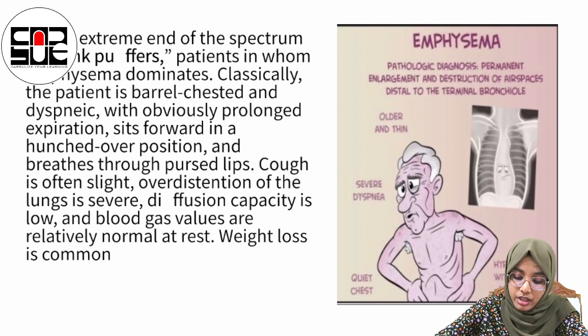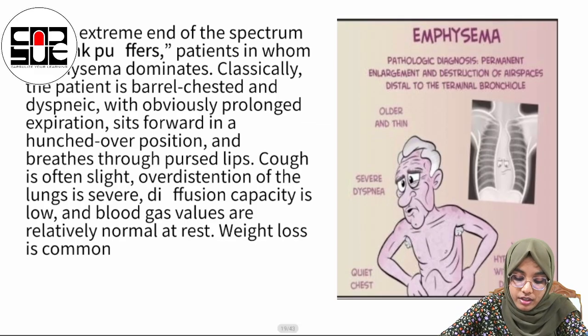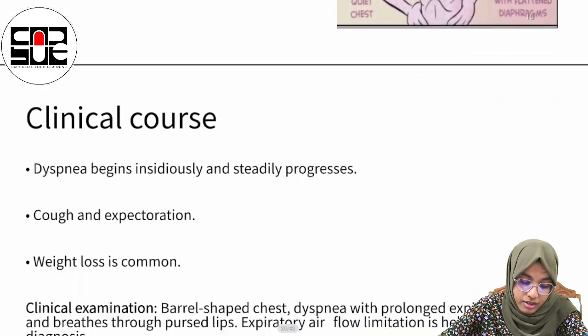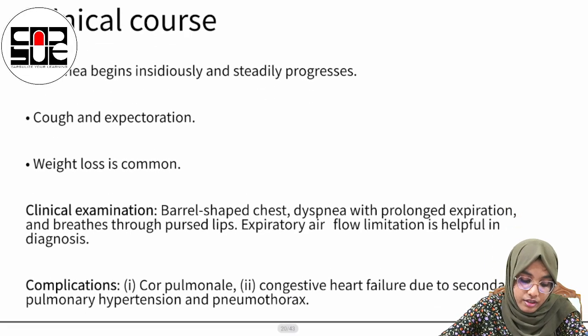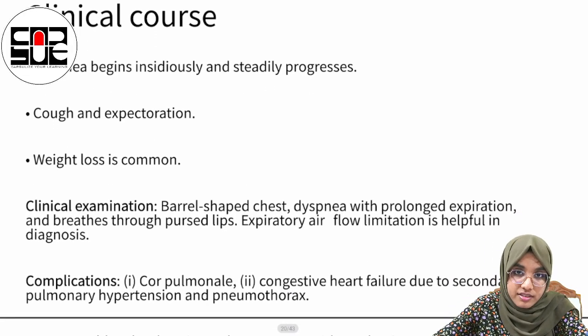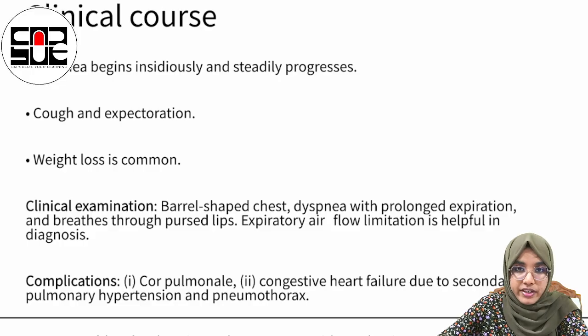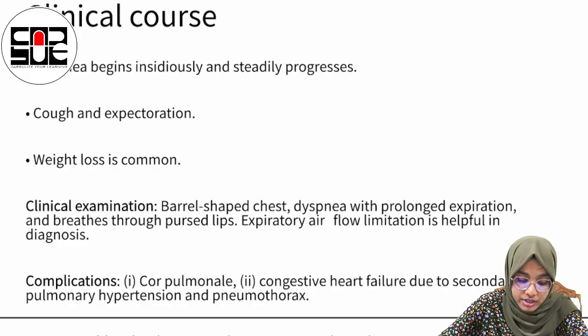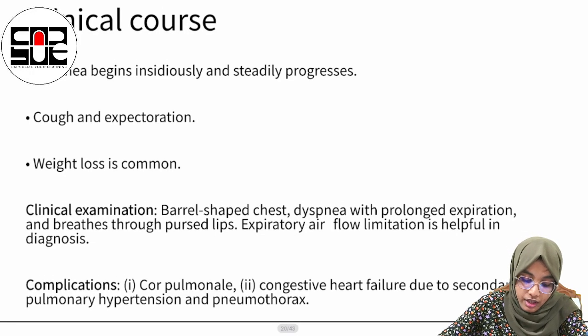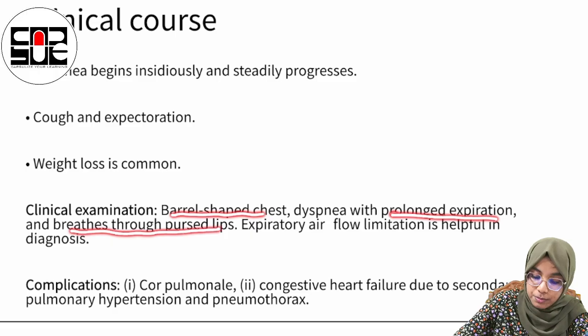They are called pink puffers because they are barrel-chested, and they will have prolonged expiration. They will have pursed lips. They will be sitting in a hunched over position, and marked weight loss will be present. So let's move on to the clinical course. As I mentioned before, dyspnea is the predominant symptom in emphysema, and cough and expectoration will occur, but it is not that predominant. Weight loss is, however, common, and on clinical examination, there is barrel-shaped chest and prolonged expiration. Along with that, the patient will breathe through pursed lips.